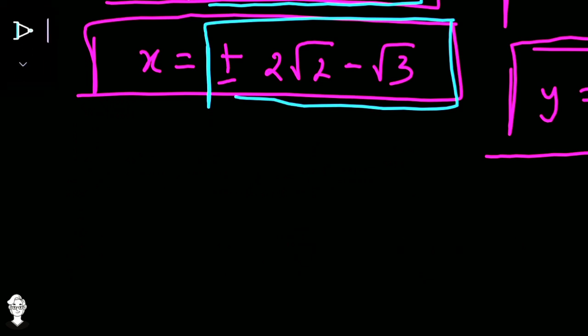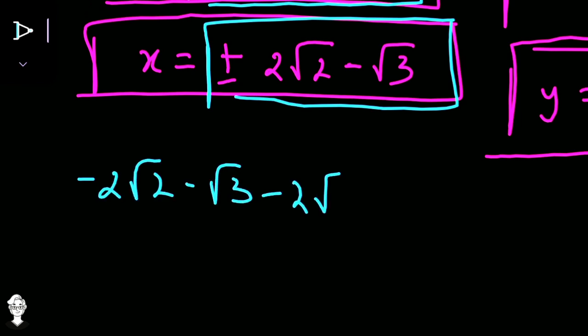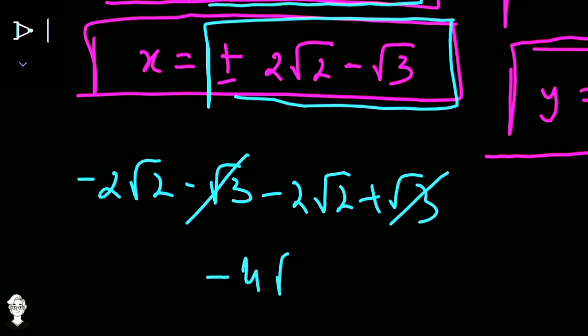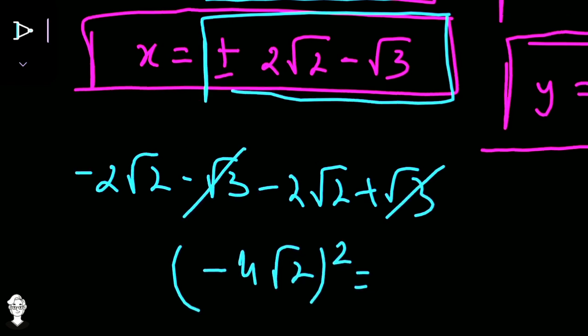But if I keep both of them negative, it will satisfy. Let me show you. Negative 2 times square root of 2 minus square root of 3, negative 2 times square root of 2 plus square root of 3. So this and this cancel. So 2 times 4 times square root of 2 and its square root will be equal to what?